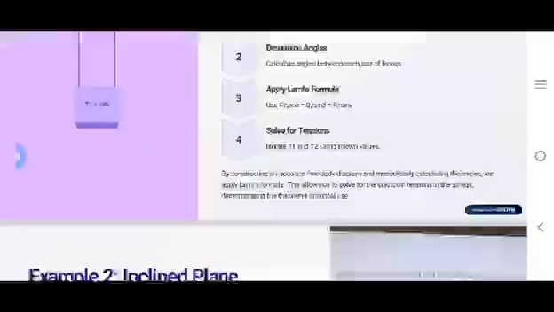Now, the final step is to solve for the tensions. Isolate T1 and T2 using known values. By constructing an accurate free body diagram and meticulously calculating the angles, applying Lami's theorem allows you to solve for the unknown tensions in the strings and demonstrates its practical uses.